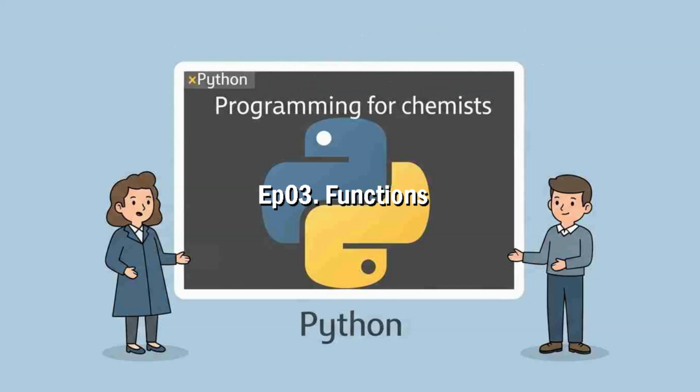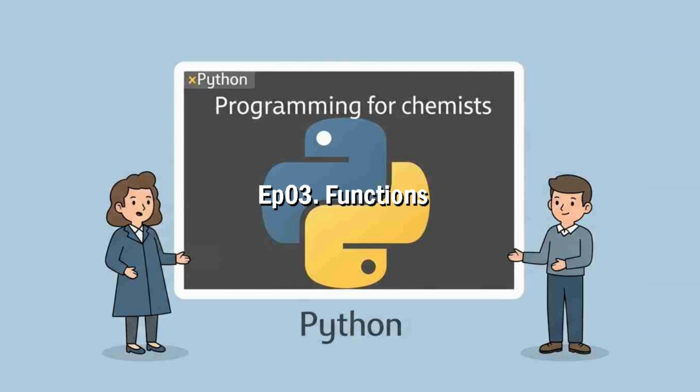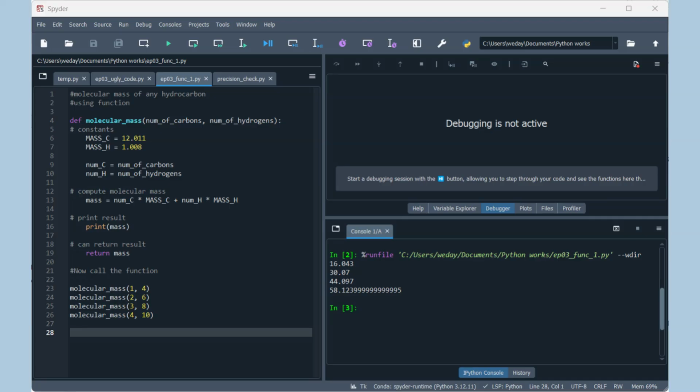Our molecular mass function is user-defined, but Python gives us many built-in ones. We've already used the built-in function print many times. It takes one or more arguments and displays them on the screen. Now let's take our program a step further and explore return values more deeply. Our current function prints the mass directly, but since it already has a return statement, we can make it do something much more informative. Let's modify it.